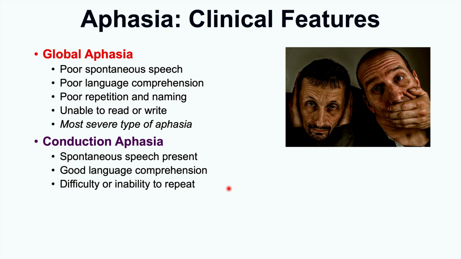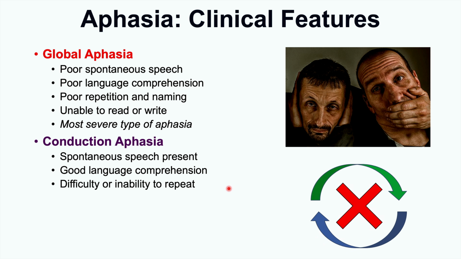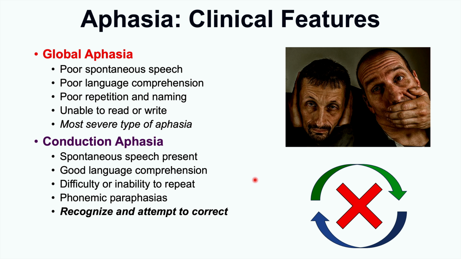So they can speak, they understand what's spoken to them, but if you get them to try to repeat something that you just said to them, they won't be able to, or they'll have a very difficult time doing that. And they can also have phonemic paraphasias as well. But because they understand spoken language, they will recognize their mistakes and try to correct them.